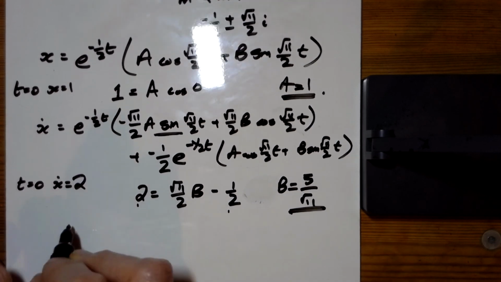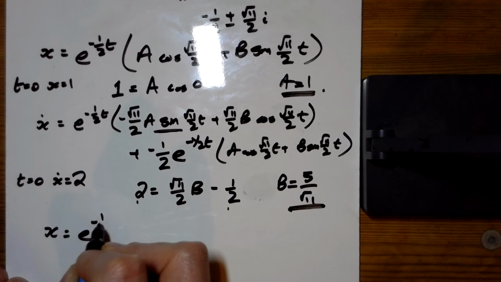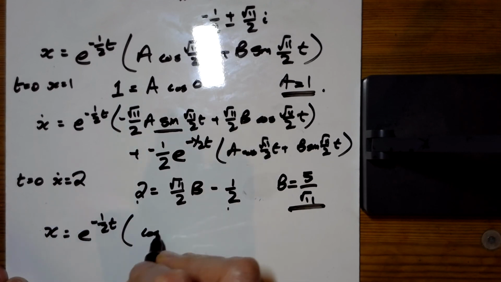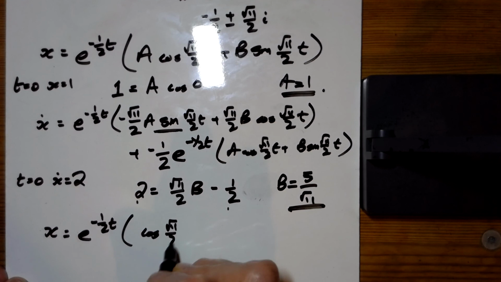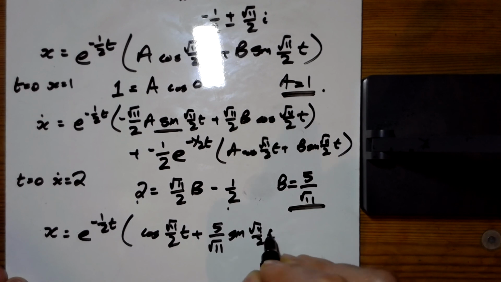So I'm not finished yet, am I? So x equals e to the minus a half t. A we decided was 1. So I've got that plus b, which I've decided is 5 over root 11, sine root 11 over 2 t.